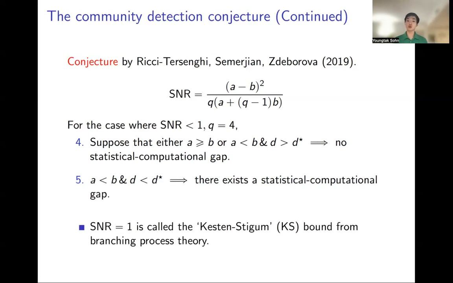And this SNR equals 1 is called the Kesten-Stigum bound, coming from branching process theory, which I'll come back to in a moment.